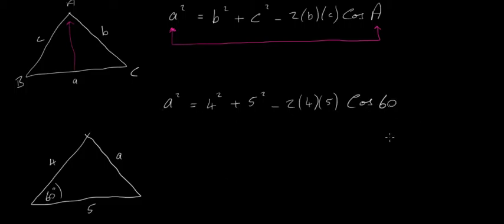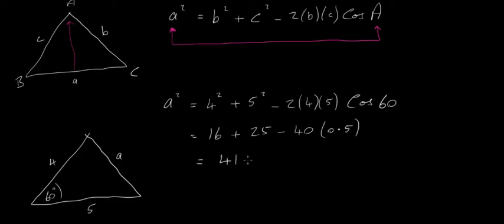Now we have everything in this equation except for one unknown here, which is a, so we can work this out. So let's do that. Well, 4 squared is 16, 5 squared is 25, here we've got 4 5s, which is 20, times 2, which is 40, so that's 40, and the cosine of 60 is 0.5 or a half. Okay, so let's work that out. Well, 25 and 16 gives me 41.